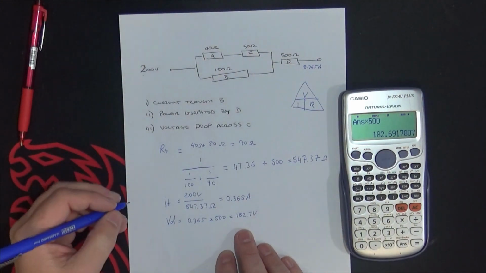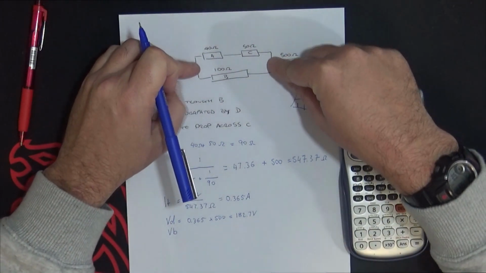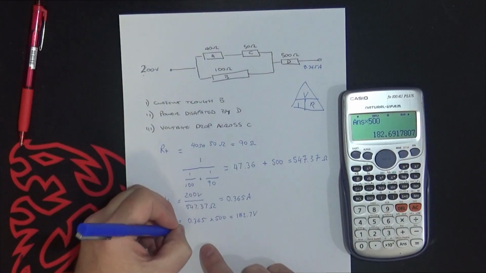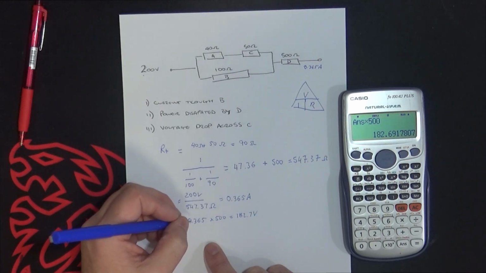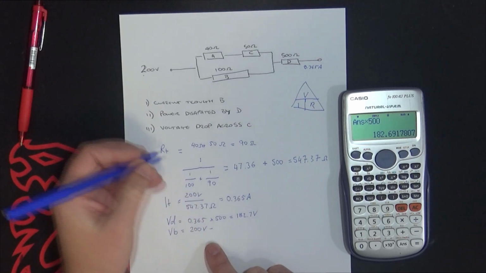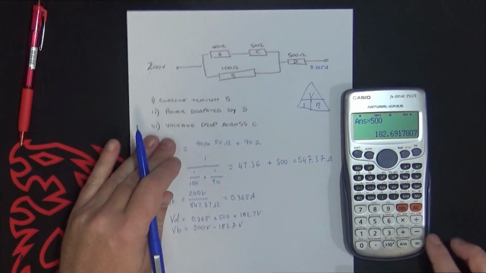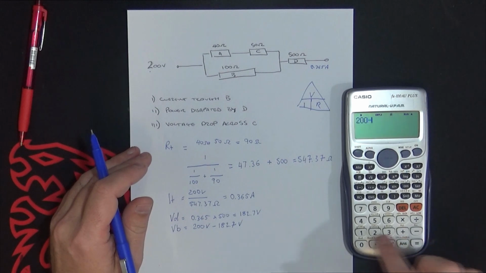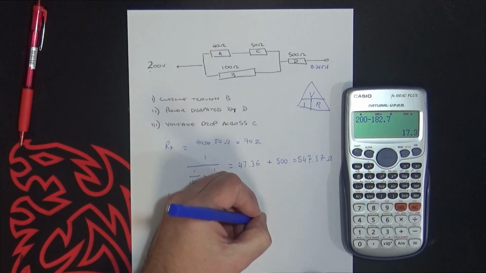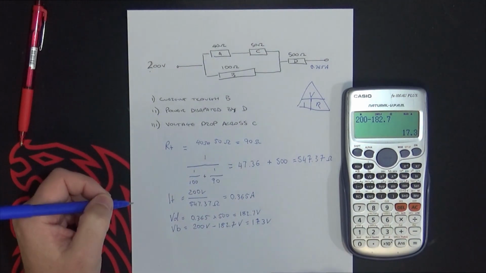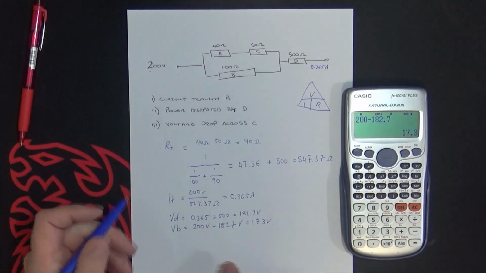Alright, so I can then go VB, because remember the voltage across these 2 points is the same as here and here. VB equals 200 volts minus 182.7 volts equals 17.3 volts. Now look, there are easier ways and different ways of doing it, but that gives you the shortest amount of work to work it out.